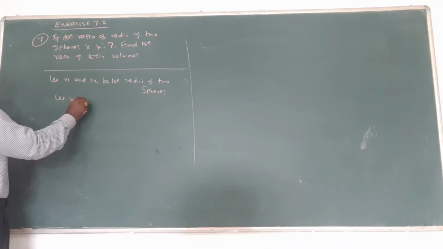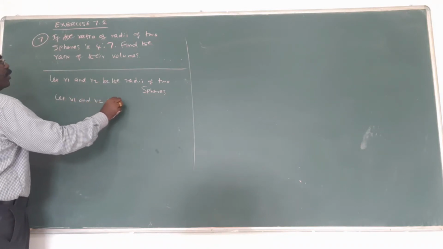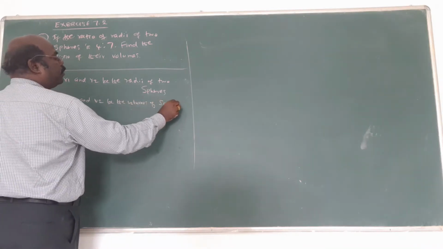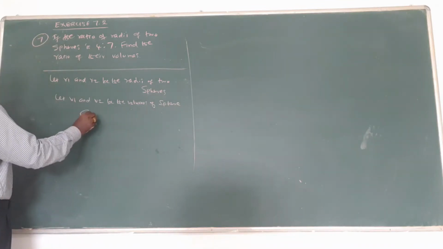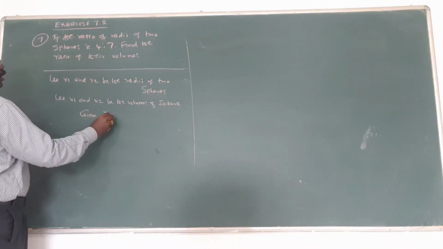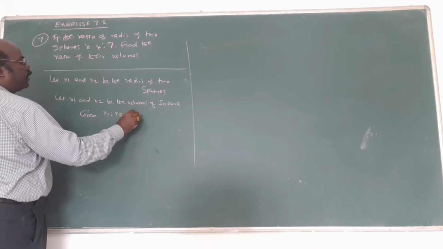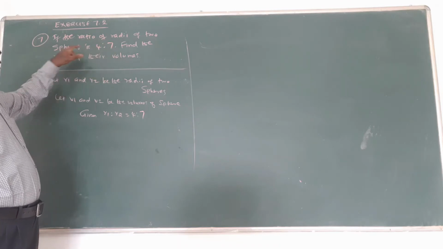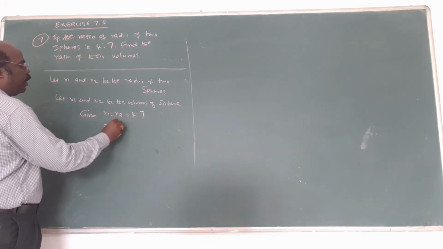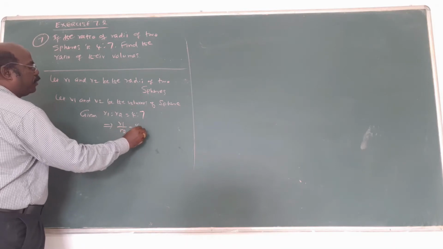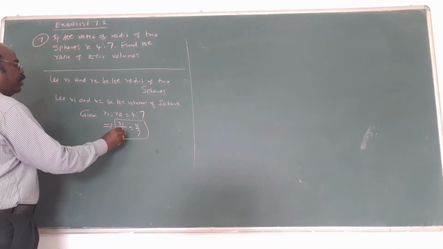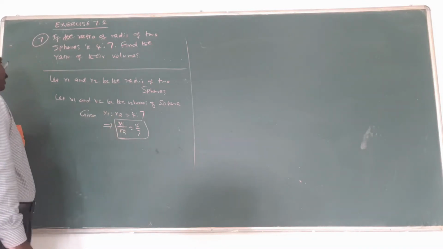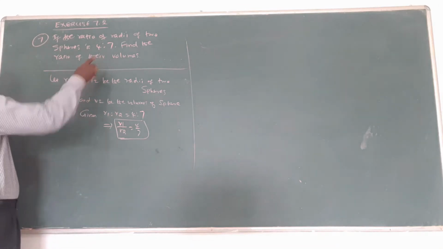Let V1 and V2 be the volumes of the spheres. Am I right? Now what is given? Given R1 is to R2 equal to 4 by 7. Am I right? The radii are in the ratio 4:7. This is given. This means R1 by R2 equal to 4 by 7. Am I right? R1 by R2 equal to 4 by 7. Now what is our aim? Find the ratio of their volumes.